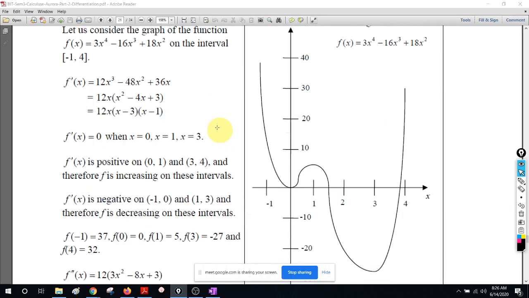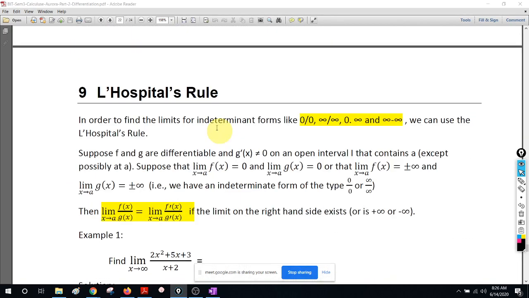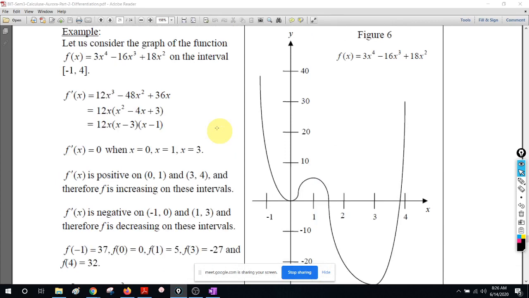So then we are done with derivatives. Right. So let's do that also very quickly.